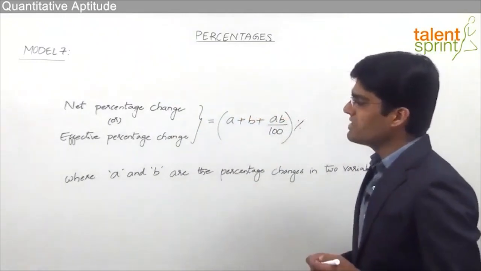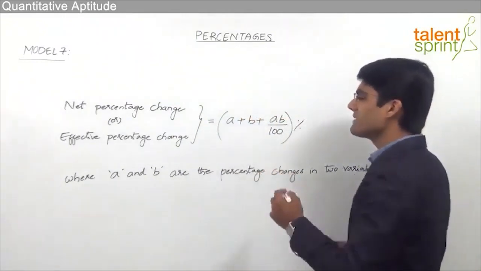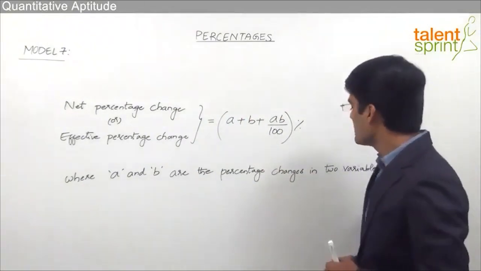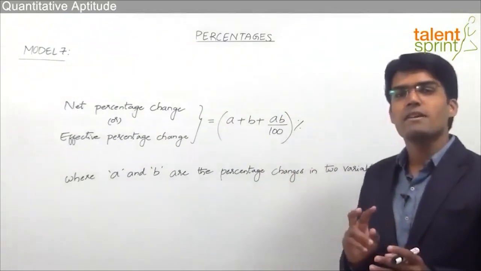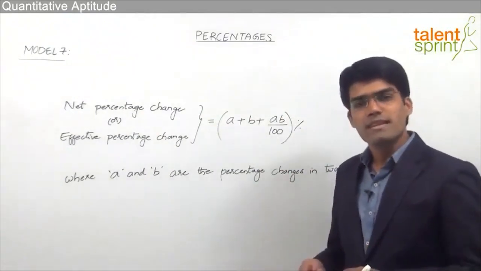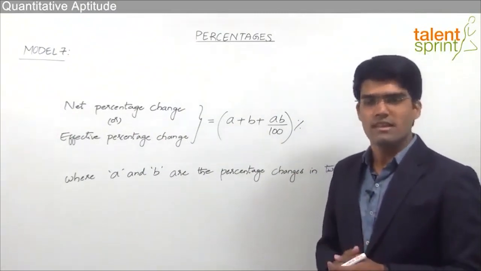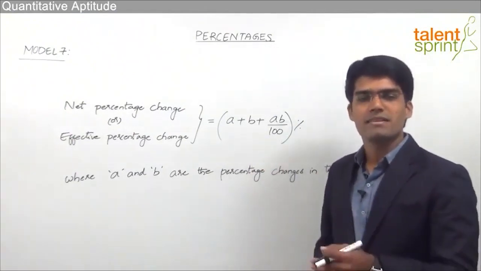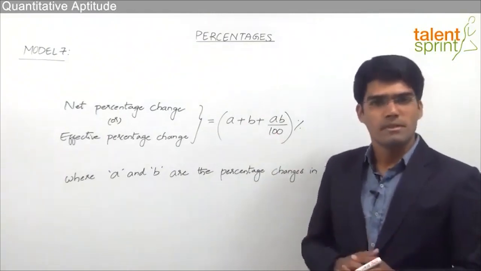The net percentage change or effective percentage change can be calculated as A plus B plus AB by 100%, where A and B are the percentage changes in two variables. So whenever we have percentage changes between two variables and we are supposed to find out the effective percentage change due to these two changes, we can take it as A plus B plus AB by 100%, where A is the percentage change in one of the variables and B is the percentage change in some other variable.